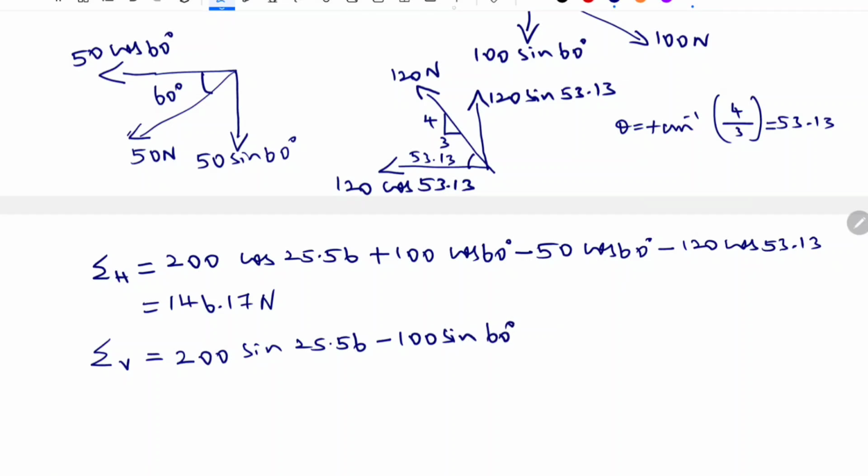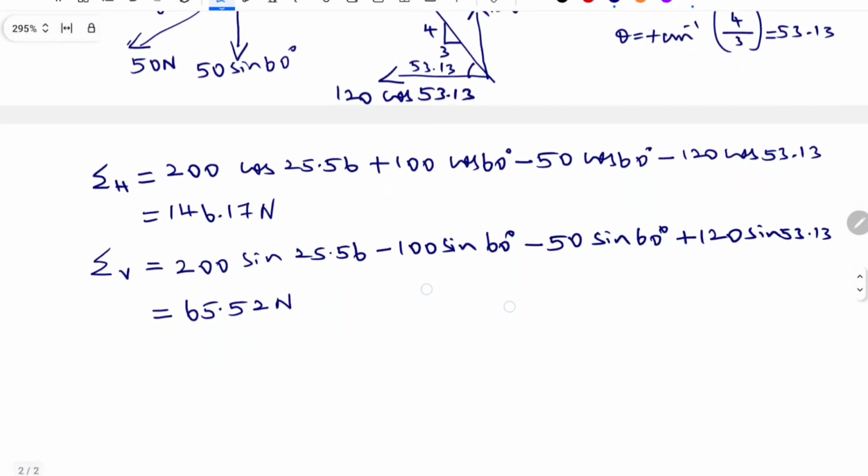And in F3, the 50 sin 60 is acting in the downward. So, I am considering in the negative side. So, minus 50 sin 60 degree. And in F4, the 120 sin 53.13 is acting in the upward. So, it is considered as positive. So, it is plus 120 sin 53.13. Now, if you solve this equation, then you will get the summation of vertical forces as 65.52 Newton.